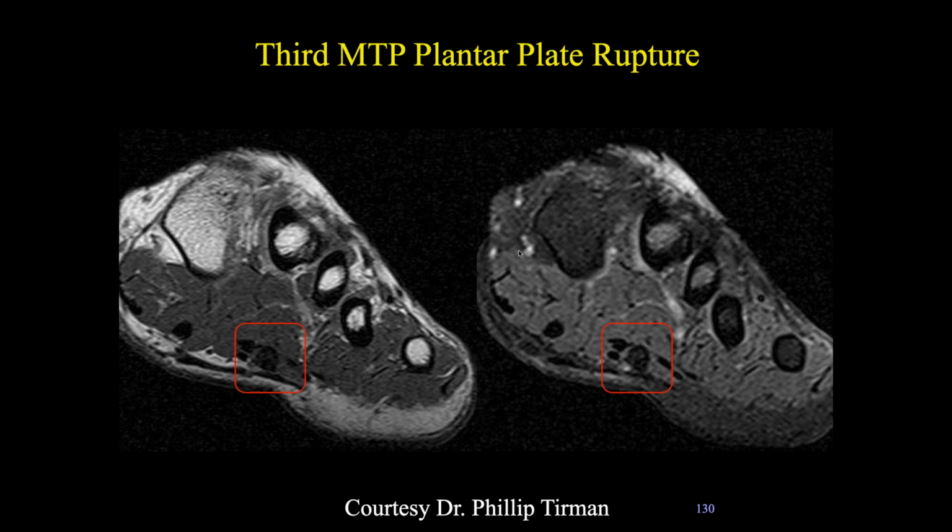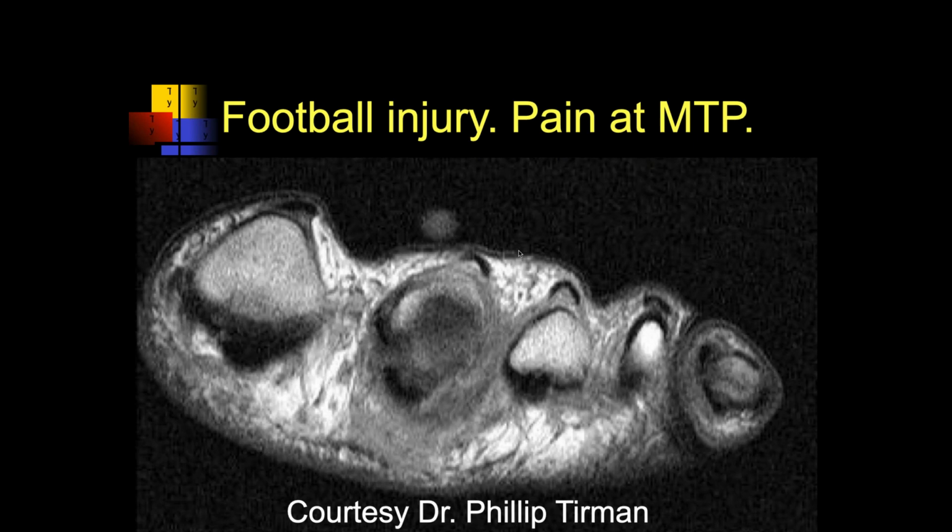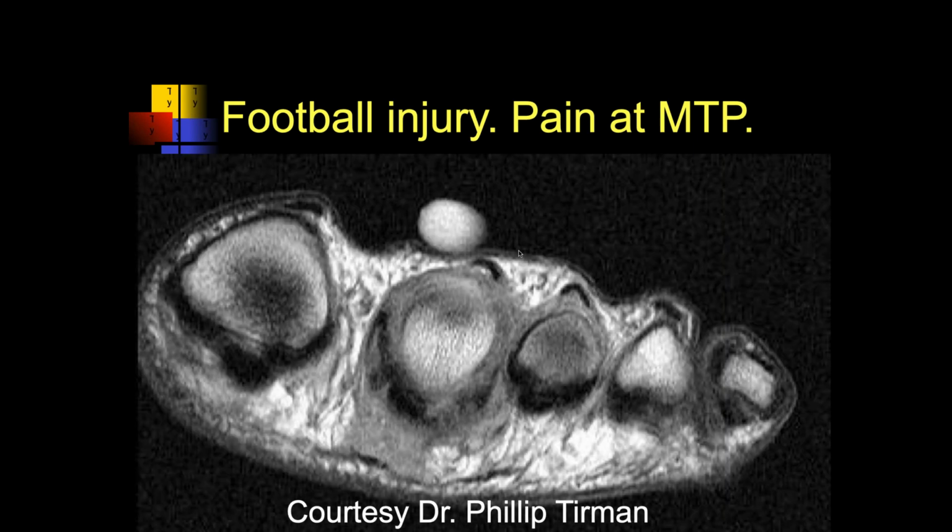Good. So here's a football injury, pain at the metatarsophalangeal joint. We see irregular low intensity signal in the plantar fat underneath that second MTP joint, and there's signal within that flexor tendon as well, but it looks grossly intact. I'm wondering if part of the volar plantar plate is injured, but the tendon itself, I think, is grossly intact.